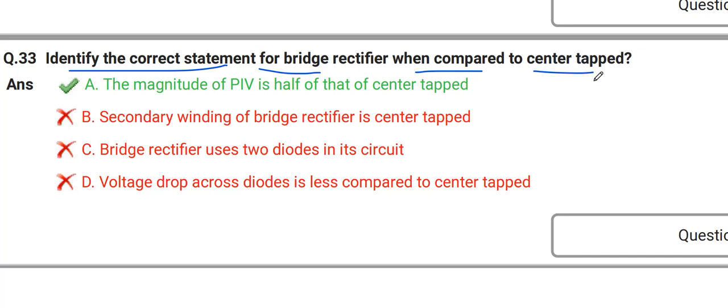So we know the peak inverse voltage of the half wave rectifier is Vm, and for the center tap rectifier it is 2 Vm. For half wave it is Vm, and for center tap it is 2 Vm. So the first option is correct, that magnitude of PIV is half of that of center tap.